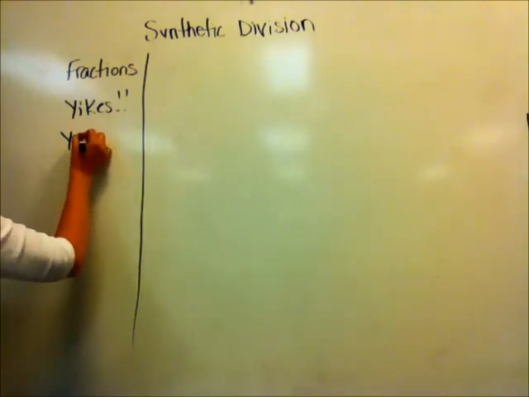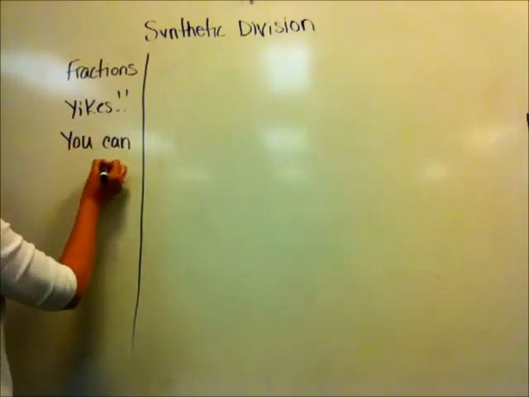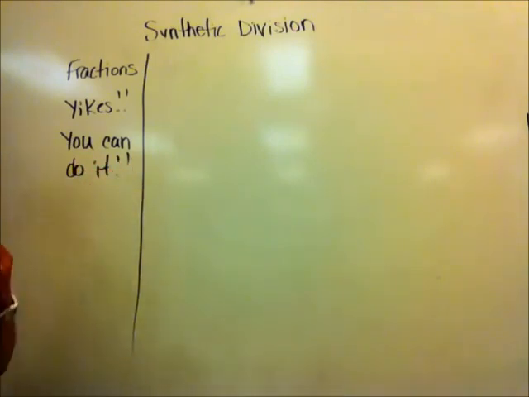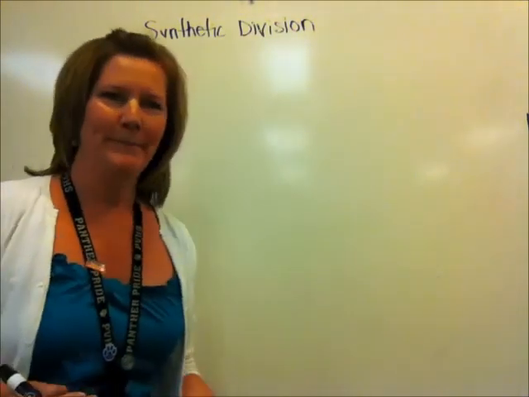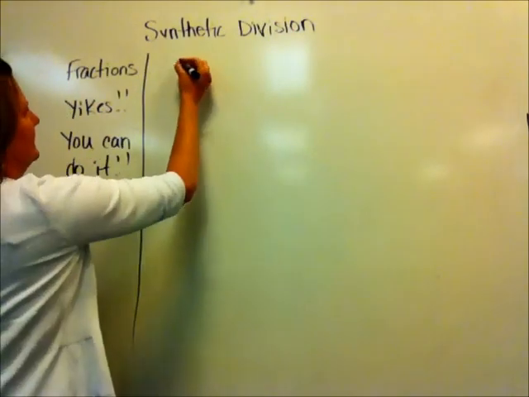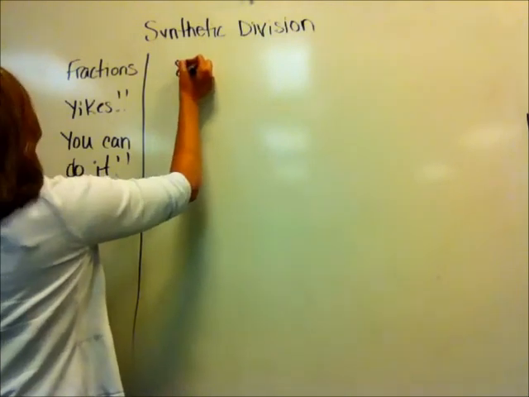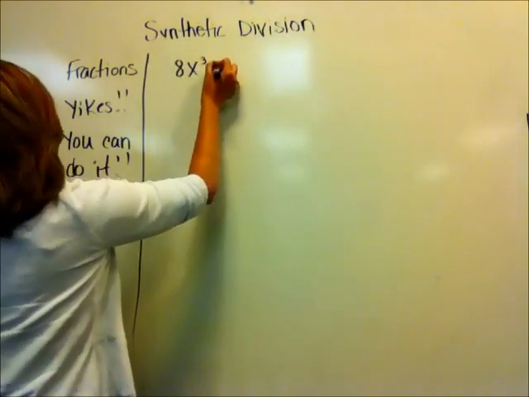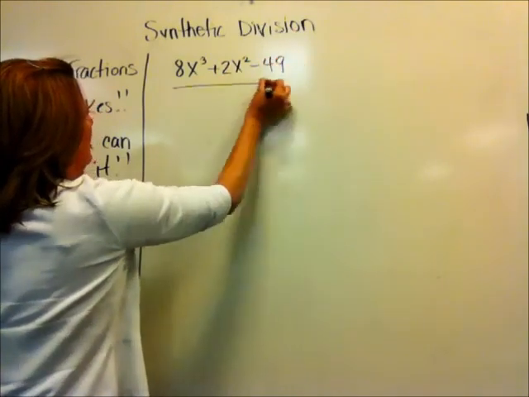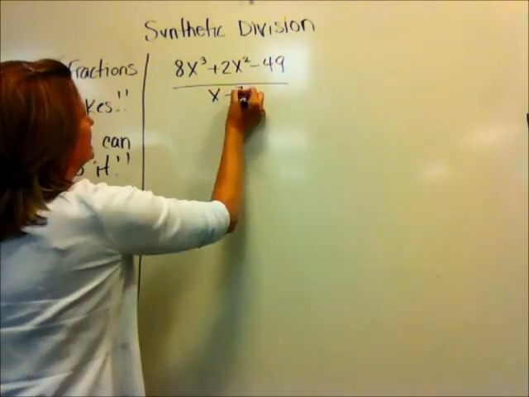Okay, and write yourself a note. You can do it. Yes, you can. You can do it. Fractions. Okay, they're not that bad. Here we go. Here's your problem. 8x cubed plus 2x squared minus 49 all over x minus 7/4.